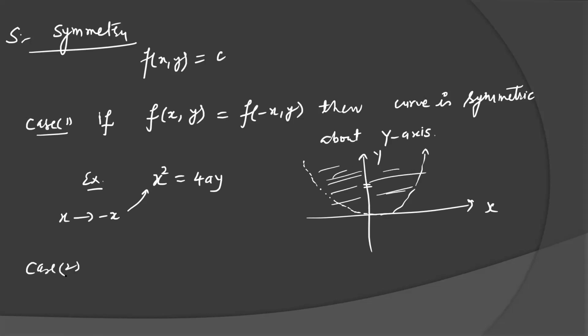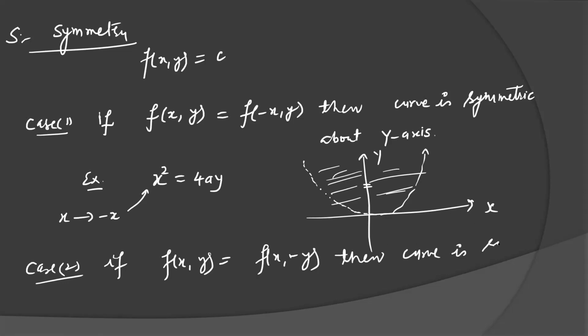Case 2: if you replace y by minus y and there is no change in the curve, then the curve is symmetric about the x-axis.